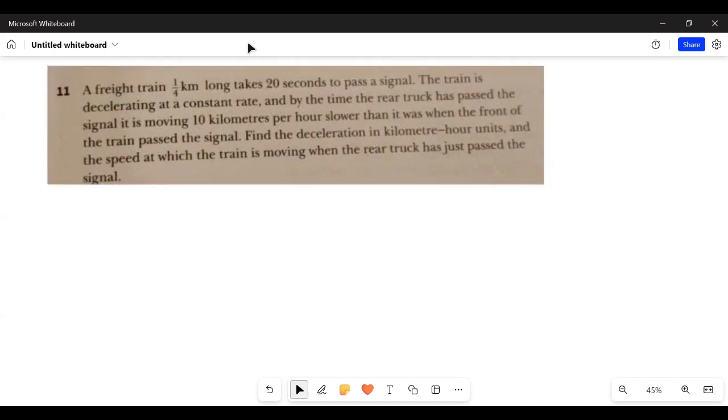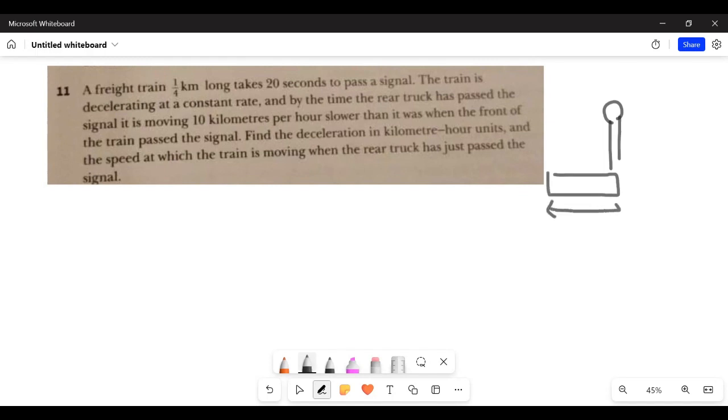Okay. A freight train, 1/4 kilometer long, takes 20 seconds to pass a signal. So there's a signal, and there's a train that is 1/4 kilometer. That's a huge train. And it takes 20 seconds to pass the signal. That means it takes 20 seconds for it to completely cross it, to completely cover the distance of 1/4 kilometers.